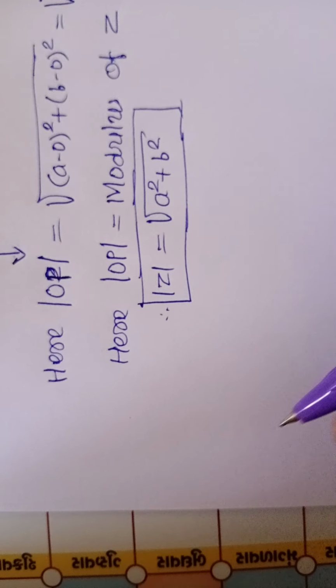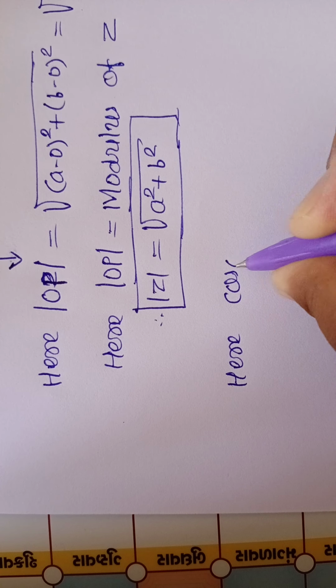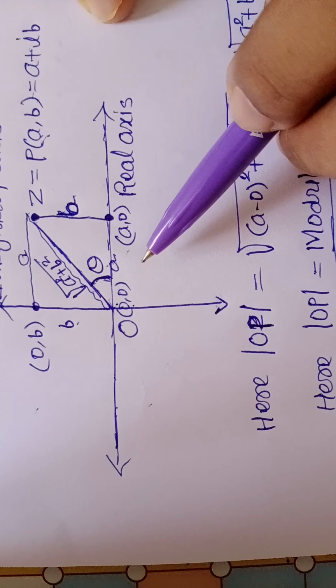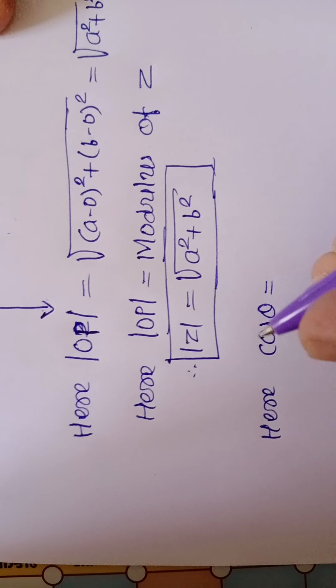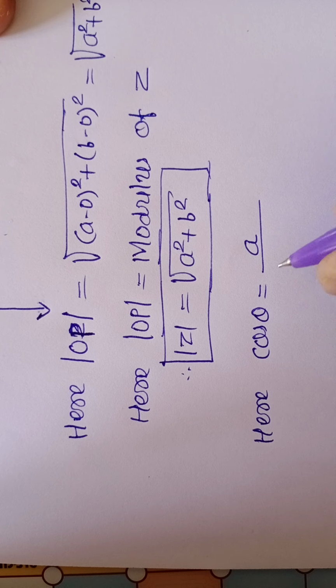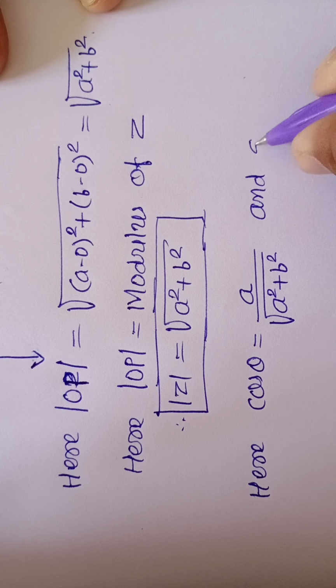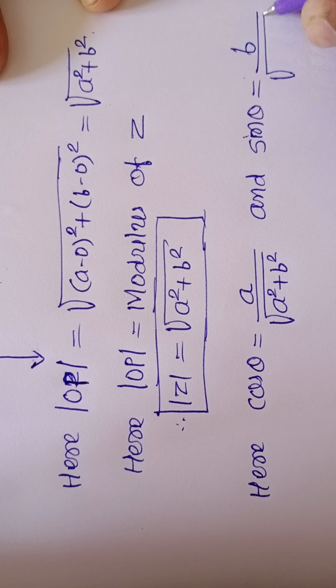So here cos theta can be written as, see, cos theta is what? Adjacent upon hypotenuse. I think you know that. So cos theta is a upon under root a square plus b square, and sin theta is clearly b upon under root a square plus b square, right?